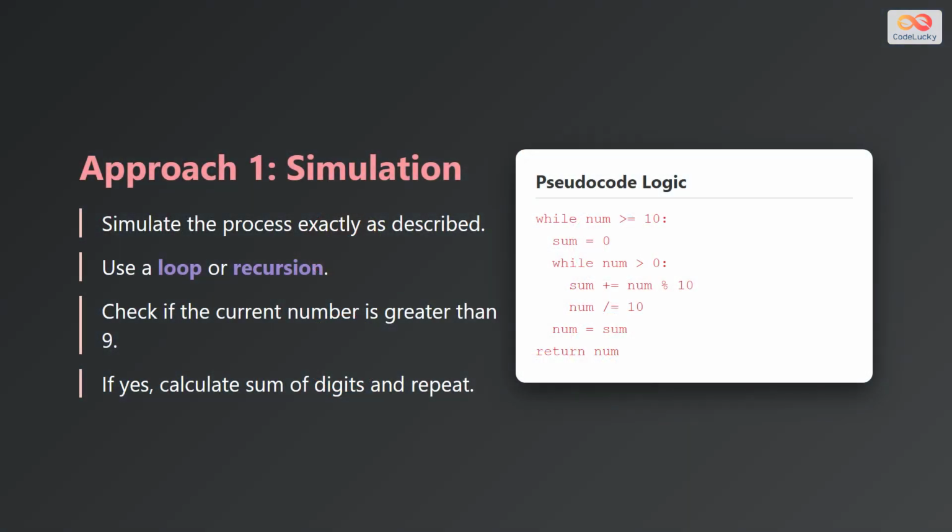The most intuitive way to solve this is by simulation. We can simply write a loop that continues running as long as the number is greater than or equal to 10. Inside the loop, we calculate the sum of the digits and update the number with this new sum.